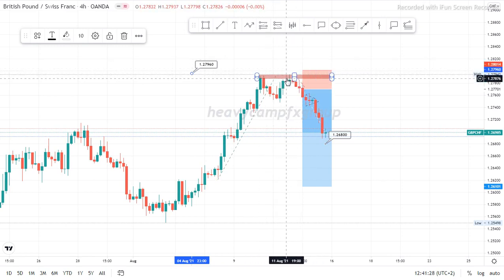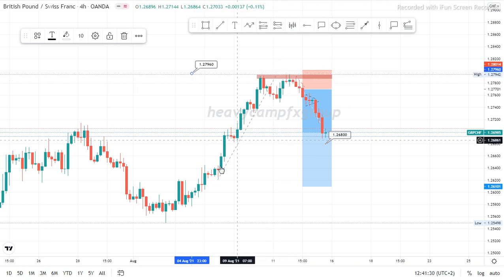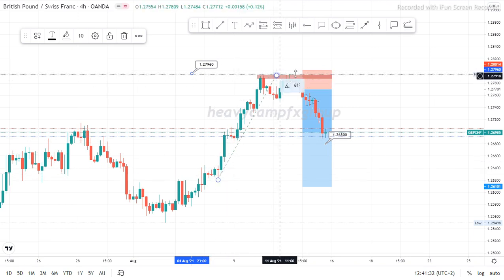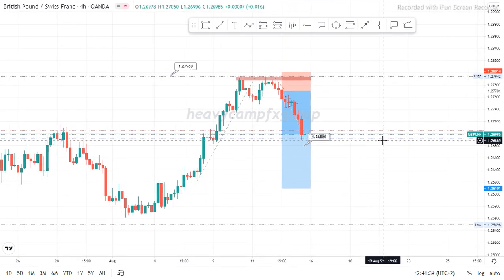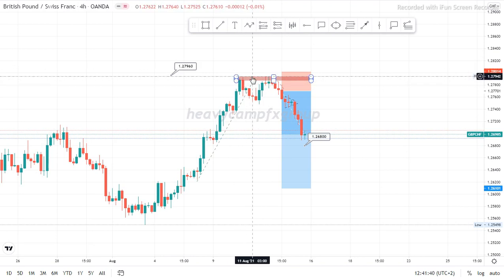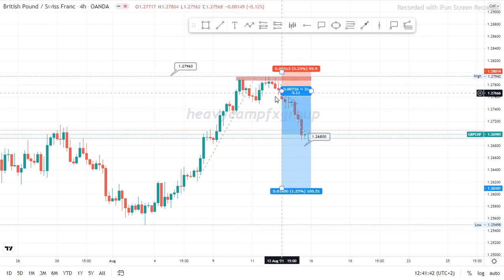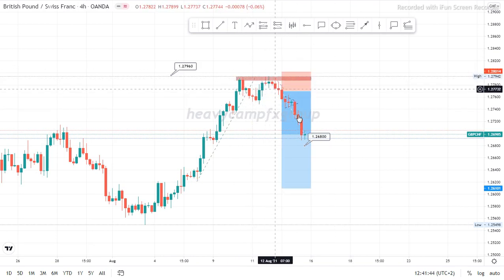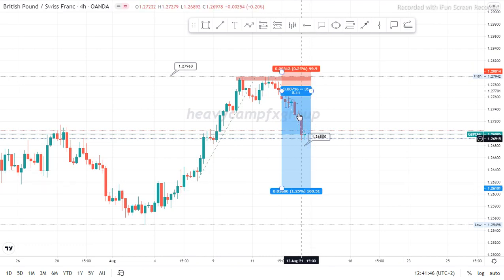This gave us our double top pattern, and since we know that a double top represents a reversal pattern, and price was in an uptrend and gave us our double top, we can now anticipate that the market is going to reverse. And that's exactly what happened.